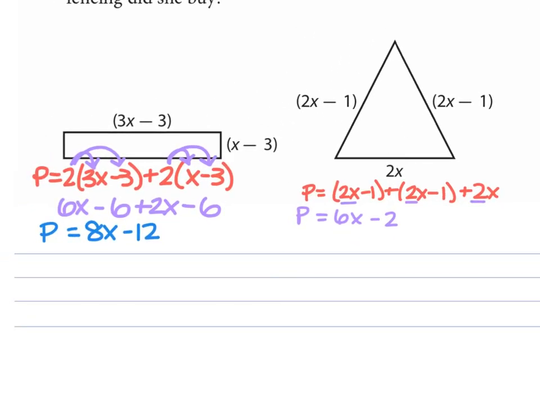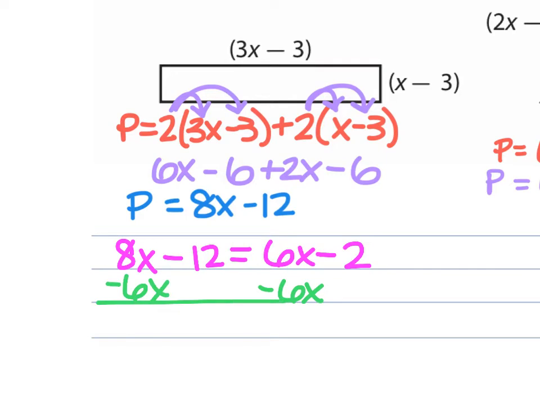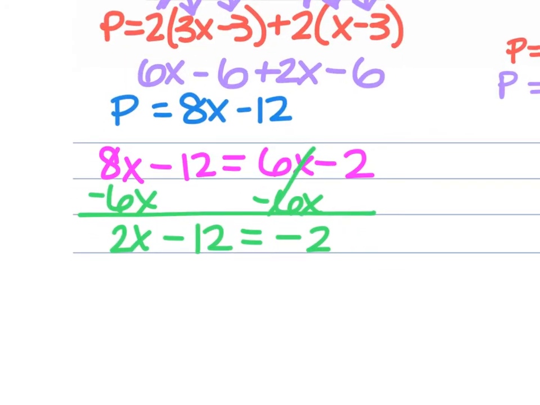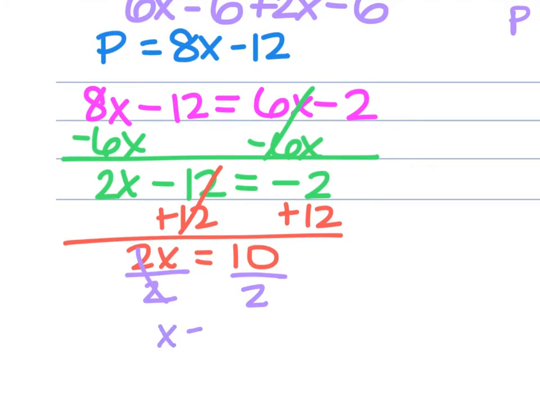We're now going to set the two of these equal to one another, so P is equal to P. So 8x minus 12 is equal to 6x minus 2. I'm going to subtract 6x from both sides and get that 2x minus 12 is equal to negative 2. I am going to add 12 to both sides and get that 2x is equal to 10. Divide each side by 2, and x is 5.